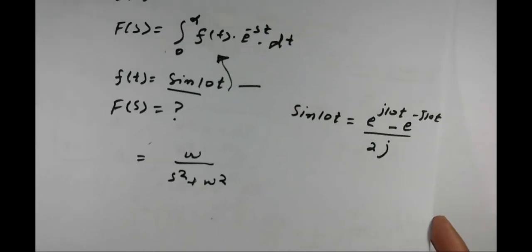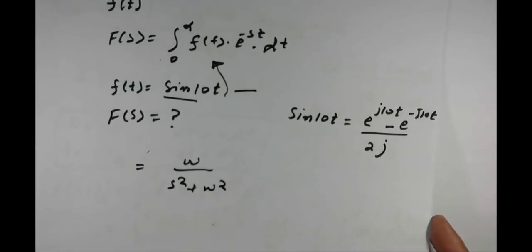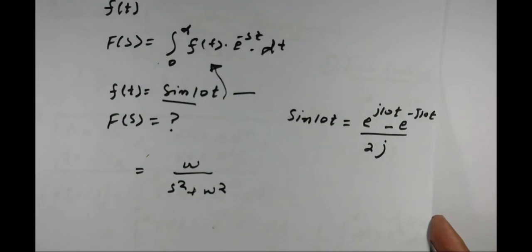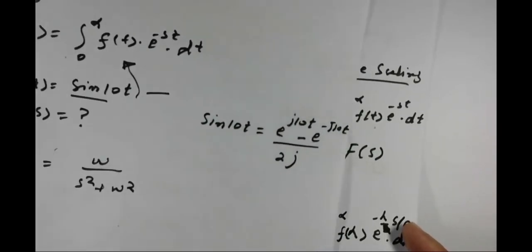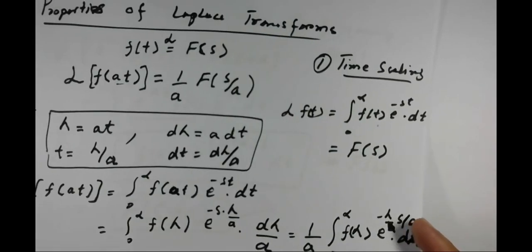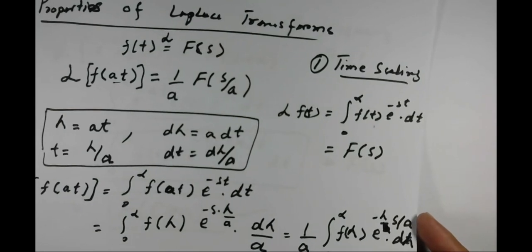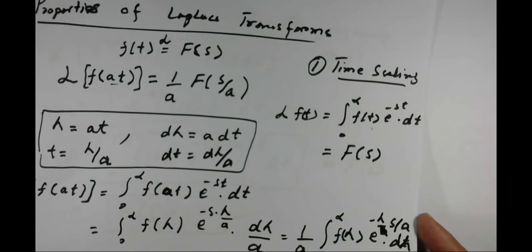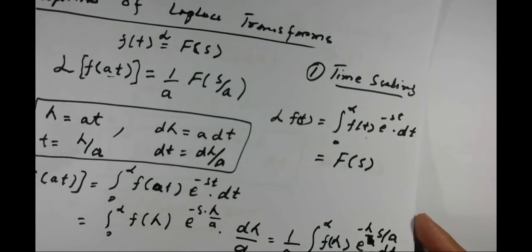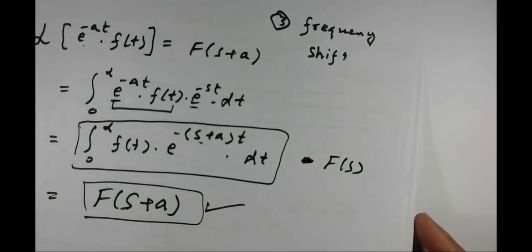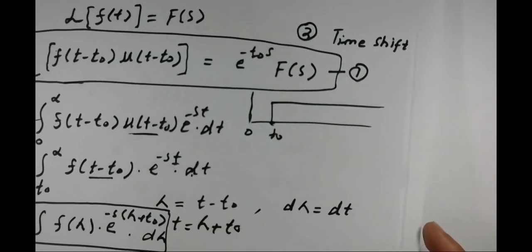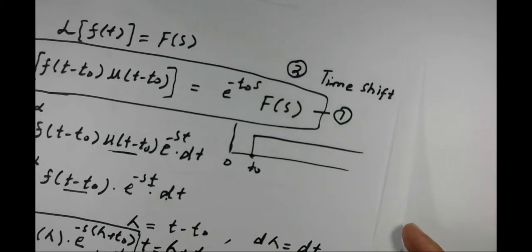Then I gave you one example, so that you needed to find the Laplace transform of sin omega t. I hope you already found that out and got the concept. Then we studied properties of the Laplace transform. The properties which we derived and proved were time scaling, and then we proved the frequency shift property, and then we proved the time shift property.